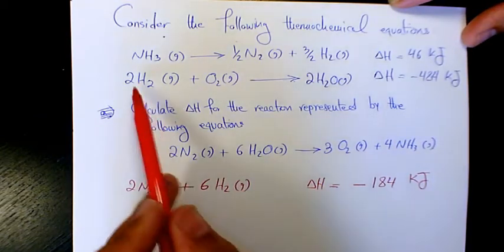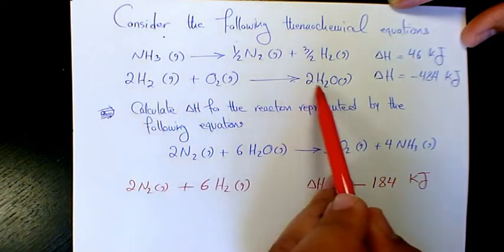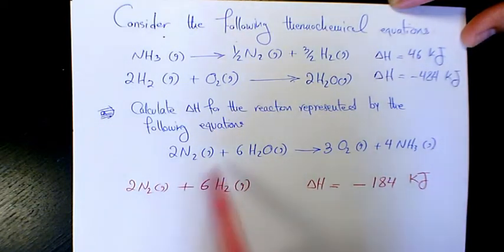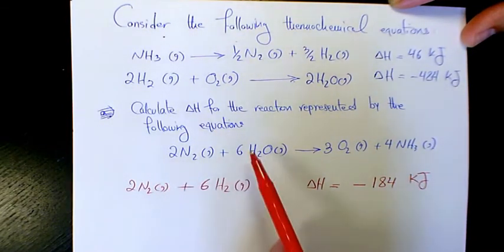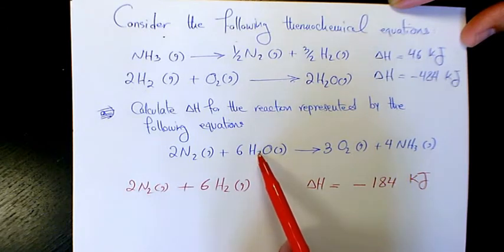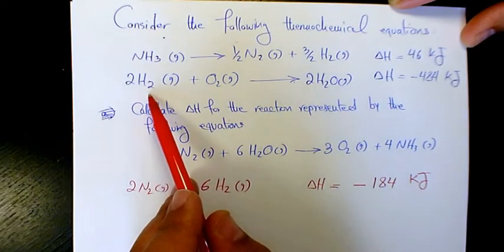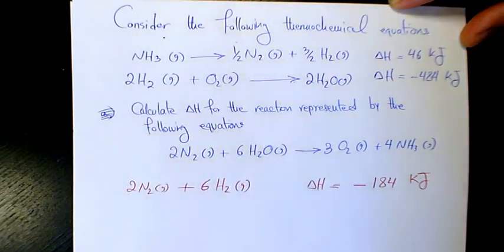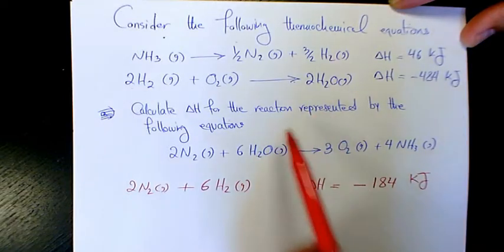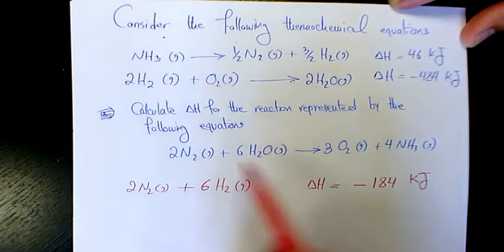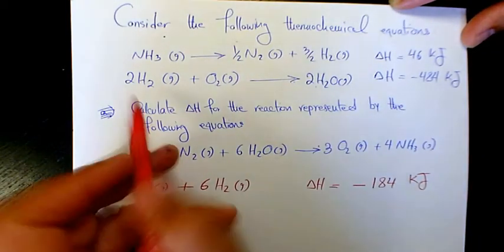Now, we have 2H2 plus O2 give us 2H2O. Let's look at the overall reaction. In the overall reaction, we have H2O in here, and we have O2 in here. So it means that we need to reverse this one as well. How? We reversed it and we multiplied that by 3, because we have 3O2 and 6H2O. So we reverse it and multiply it by 3.